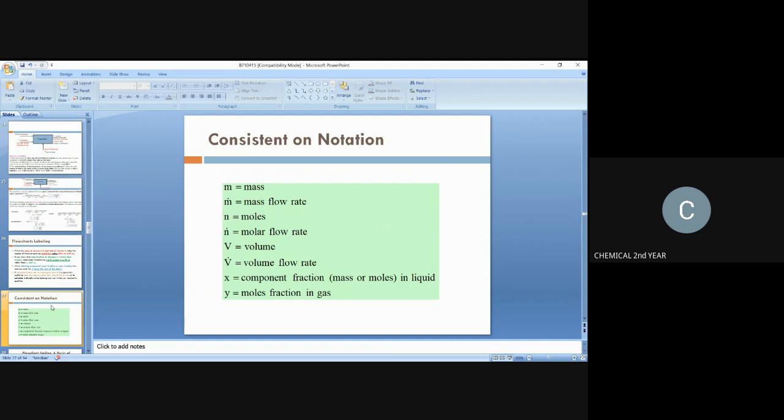Be consistent in notation. m is the mass and m dot is the mass flow rate, n is moles and n dot is the molar flow rate, and V is volume and V dot is the volumetric flow rate. x is the component fraction in liquid, and y is the mole fraction in gas.